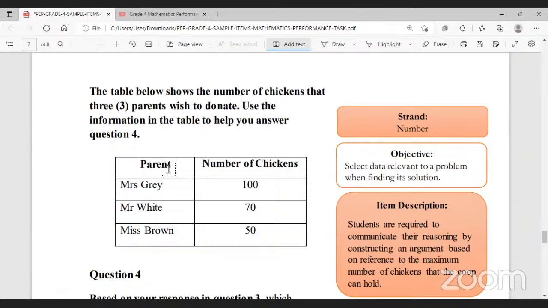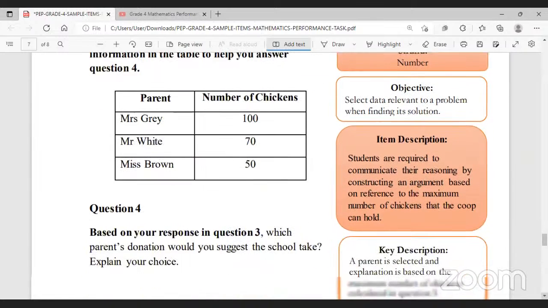So parent Miss Gray wishes to donate 100 chickens. Mr. White wishes to donate 70 chickens. And Miss Brown wishes to donate 50 chickens. So the question reads, based on your response in question 3, which parent donation would you suggest the school to take? And you should explain your choice.